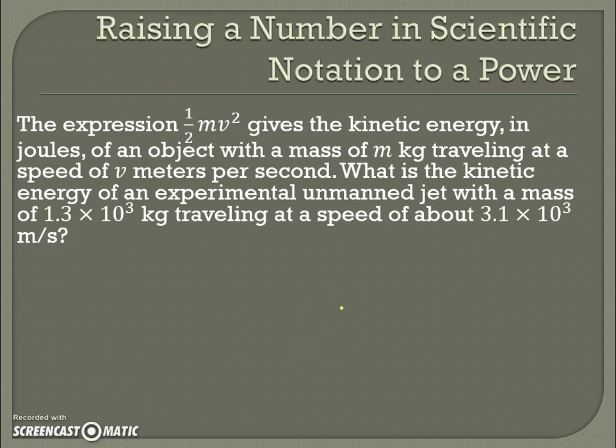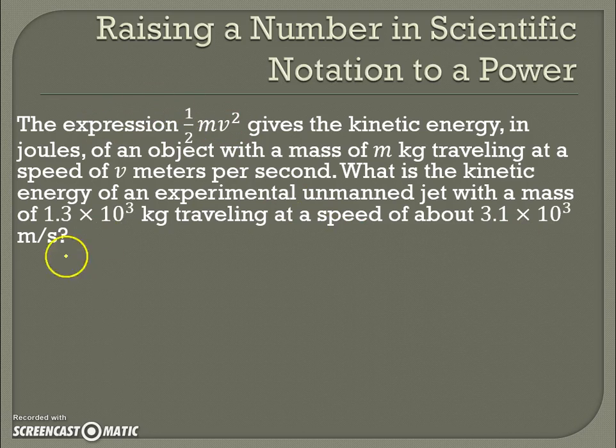Let's keep going. Raising a number in scientific notation to a power. It says the expression 1/2 mv squared gives the kinetic energy in joules of an object with a mass of m kilograms traveling at a speed of v meters per second. What is the kinetic energy of an experimental unmanned jet with a mass of 1.3 times 10 to the 3rd kilograms traveling at a speed of about 3.1 times 10 cubed meters per second?